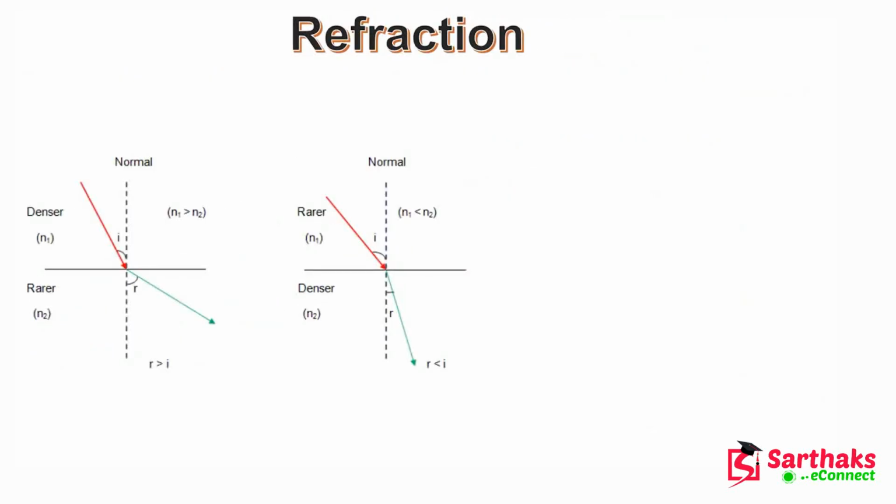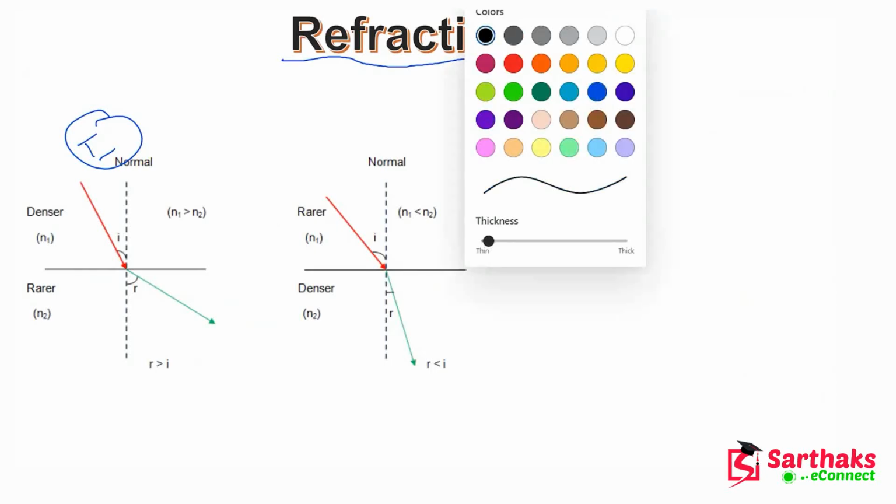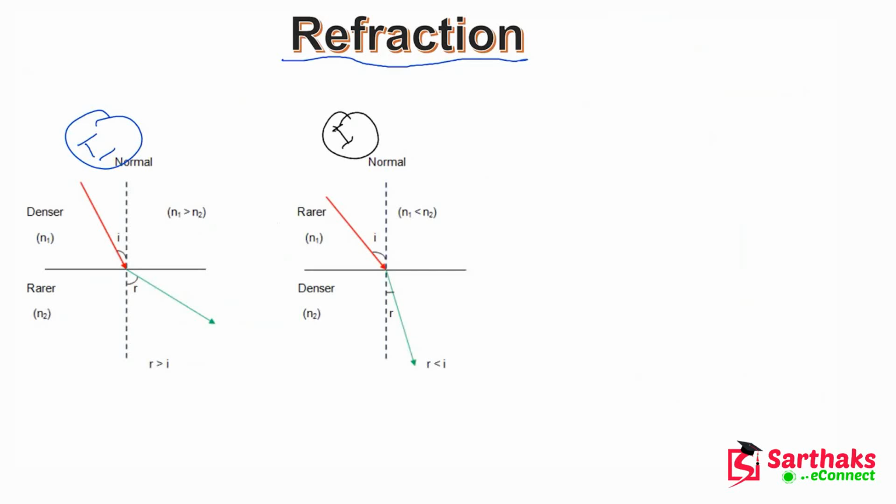Okay, so in this slide, we will study about the two cases of refraction. This is our first case, and this is our second case. So, in the first case, what happens? This is a light. It comes from the denser medium. This is the denser medium, and this is the rarer medium.